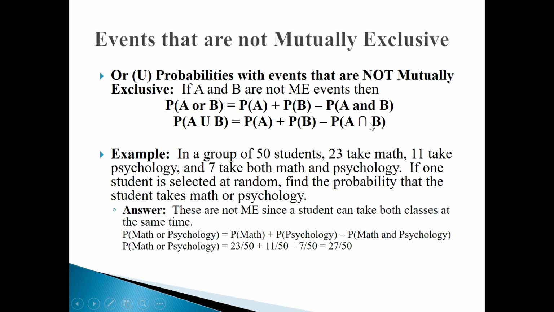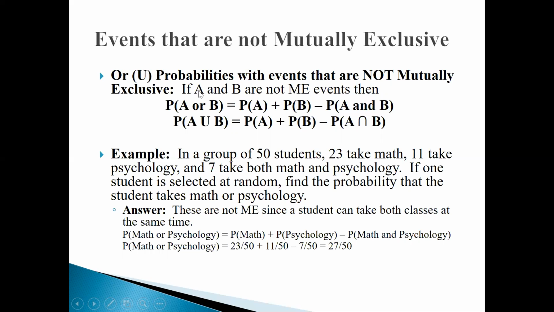So what's an A and B? All right, so here in a group of 50 students, 23 take math, 11 take psychology, and 7 take both math and psychology. If one student is selected at random, find the probability the student takes math or psychology. Okay, so already we know that there's going to be some of them taking math and psychology, so we have this and part here, and it's not mutually exclusive.